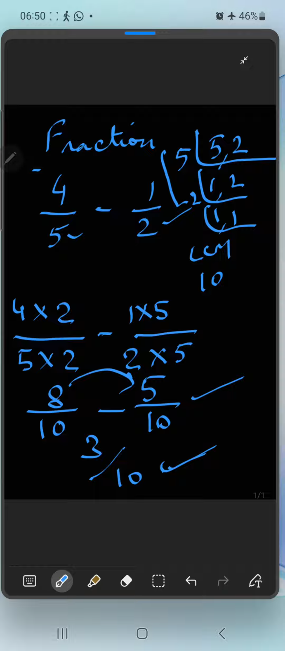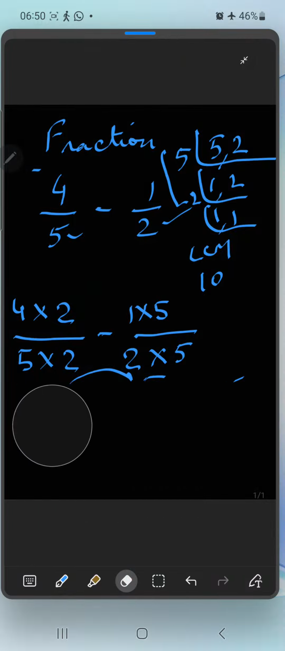Got it? Now moving to multiplication and division of fractions.